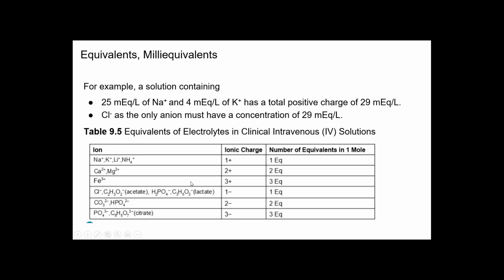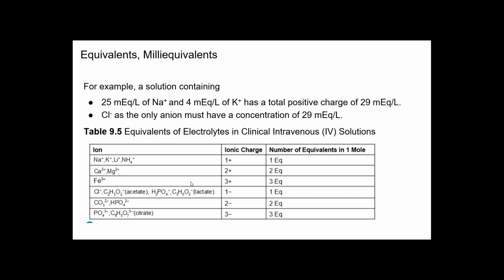Okay, so let's take a look at an example. So say you have a solution that contains 25 milliequivalents per liter of sodium ion. And you also have 4 milliequivalents per liter of potassium. You want to know how many of the positive charges you have in the solution. And it's very simple. Add them together. So 25 plus 4 equals 29. So in this solution, we have a total of 29 milliequivalents per liter.